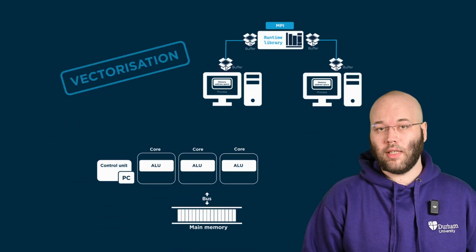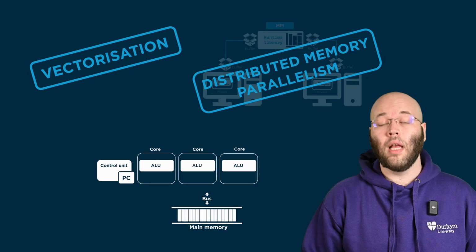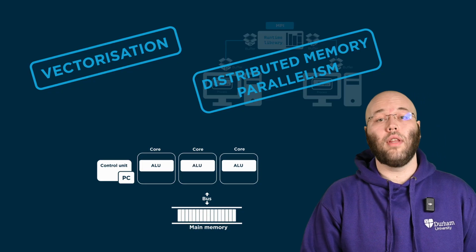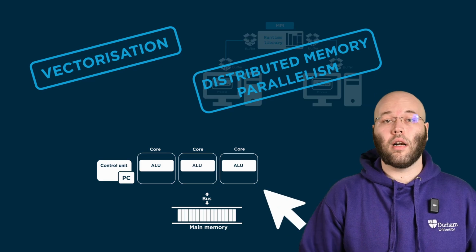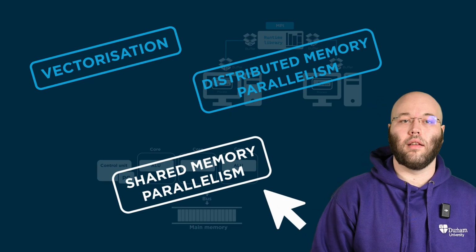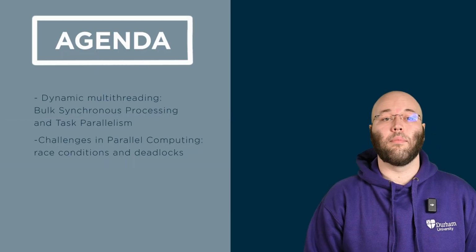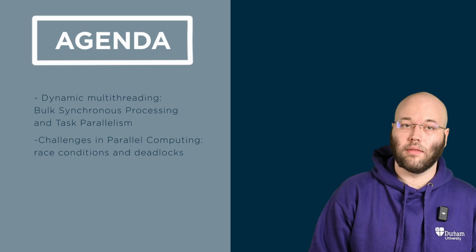We discussed vectorization and distributed memory parallelism, in particular MPI and GPUs, in other sessions. Today, we look into some general paradigms behind shared memory parallelism. Let us start by introducing some common models of shared memory parallelism.